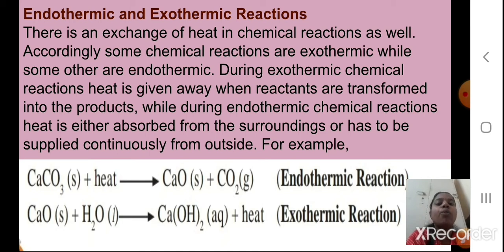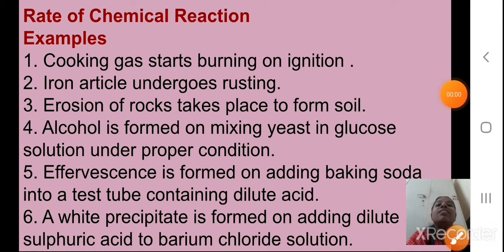Okay students, so I hope you understood both the processes, endothermic and exothermic reactions. Now we will see rate of chemical reaction. Now some examples. Cooking gas starts burning on ignition. Iron article undergoes rusting. Erosion of rocks takes place to form soil. Alcohol is formed on mixing yeast in glucose solution under proper condition. Effervescence is formed on adding baking soda into a test tube containing dilute acid. A white precipitate is formed on adding dilute sulfuric acid to barium chloride solution.